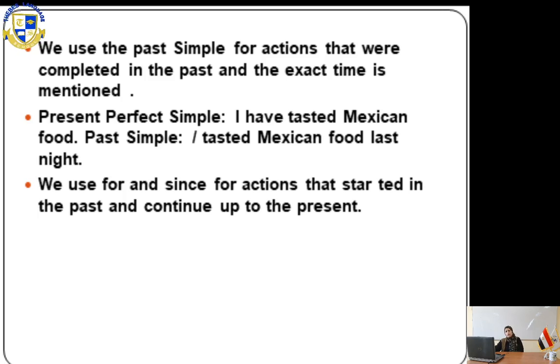We also have for and since. For could be followed by for a long time, for 2 years, for 3 months. Since is usually followed by the starting point of the action. I have had this toy since my childhood. So the starting of the action is usually put after since.